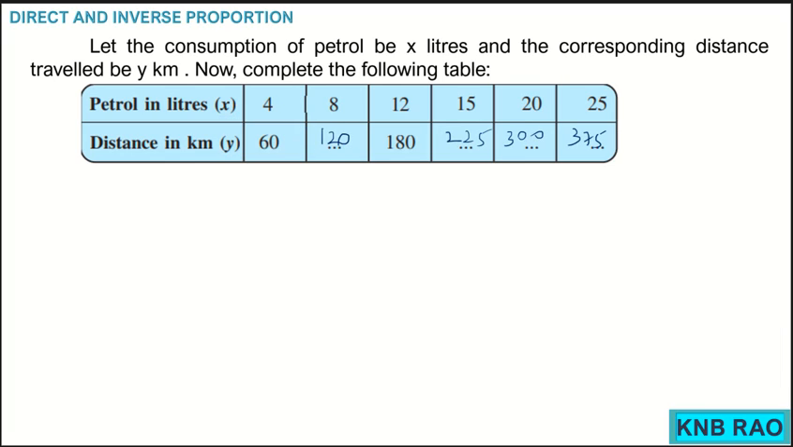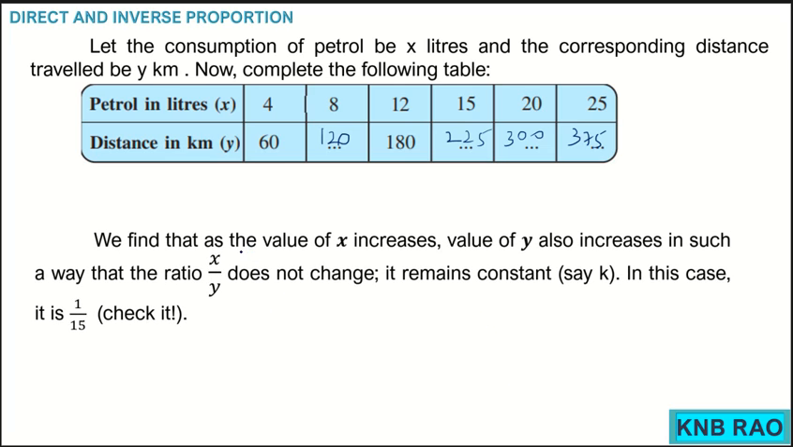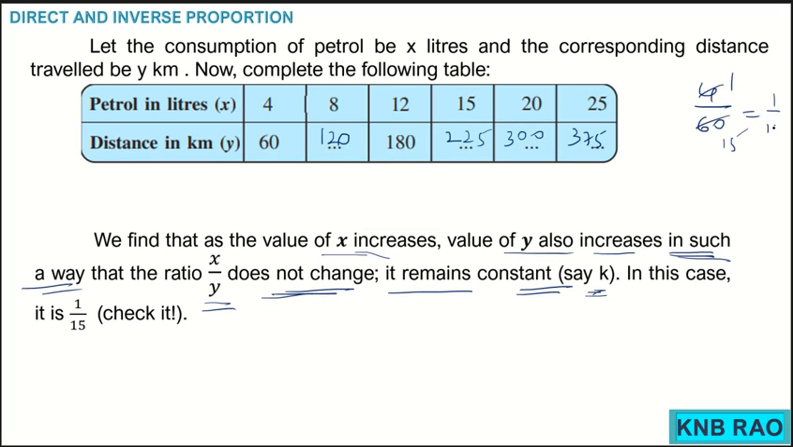Now, we find that as the value of x increases, the value of y also increases, but in such a manner that the ratio between x and y does not change at all, meaning it always remains constant. What is that constant here? Let us say it is k. In this situation k is 1 upon 15. How has it come? 4 upon 60, after cancellation, 4 ones are 4, 4 15s are 60, gives you 1 upon 15.